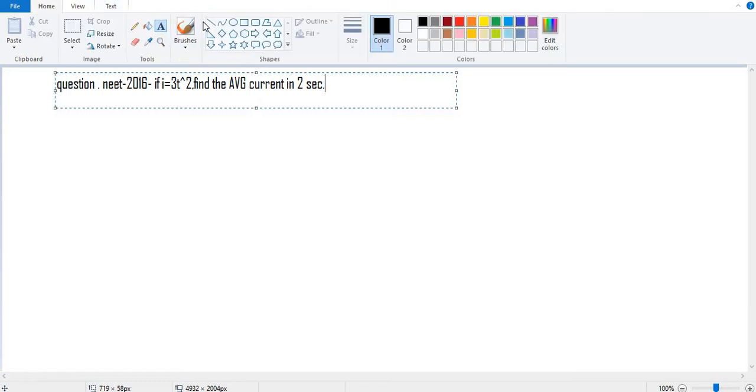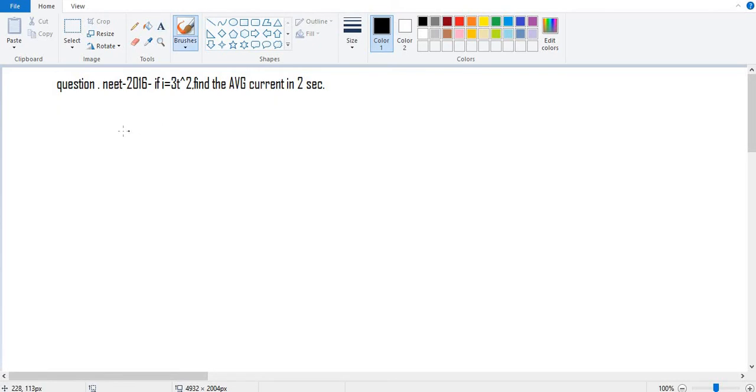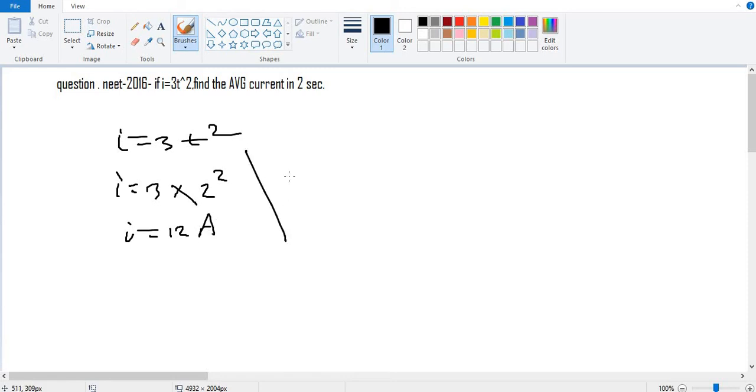The first thing that will come to our mind is, I is given as 3t squared, so simply we will put the value of t as 2 seconds. So I is equal to 3 into 2 squared, that is 4 into 3, which is 12 ampere. But this is wrong, because they are not asking about the current, they are asking about the average current. So we have to see which formula to use. First we have to see whether it depends on time or not.